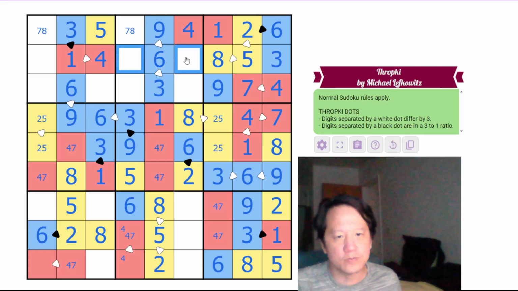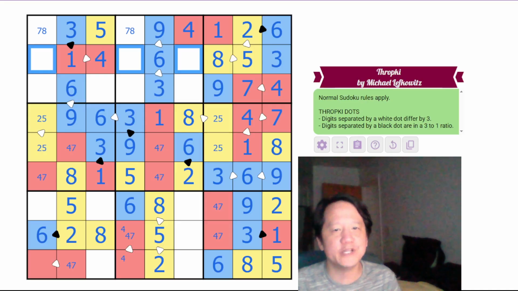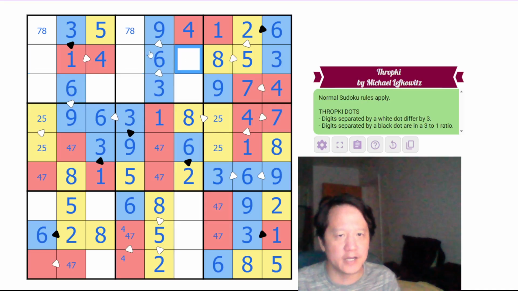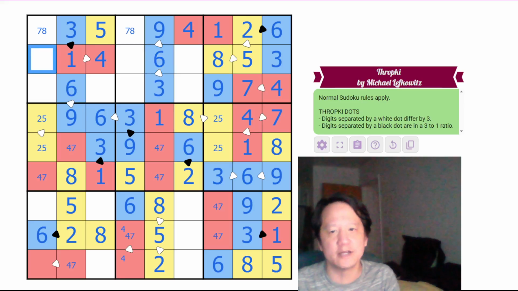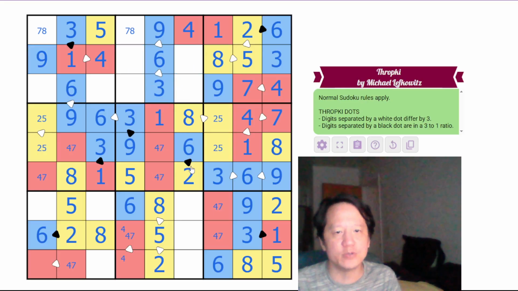Row 2. We have remaining digits as 2, 7, 9. 9 cannot be either of these, so 9 has to be here, which is blue. That means 2 and 7 remain here. This can't be 2 because of 2 in the column, so this is 7. That's 2. Got yellow here. This is red here.